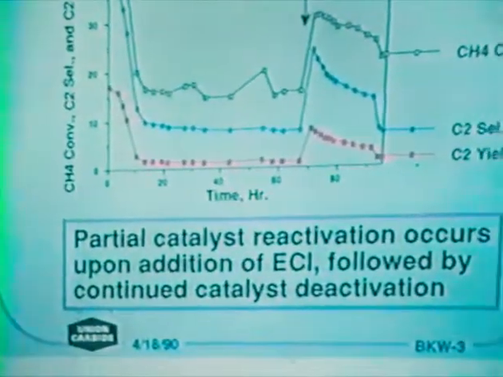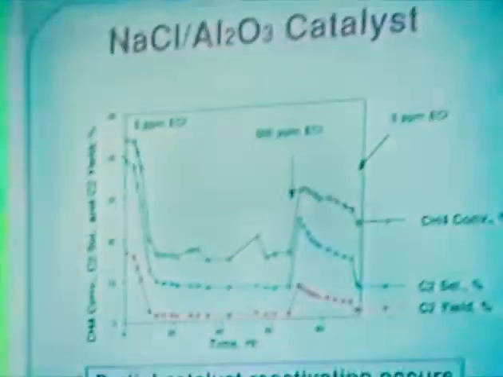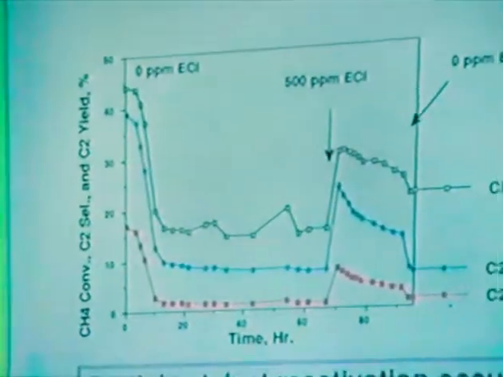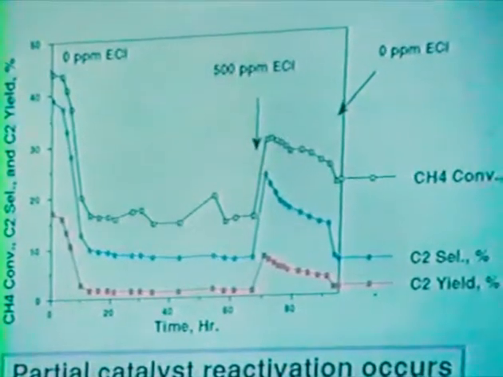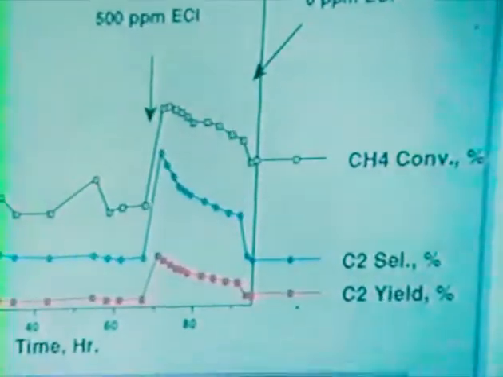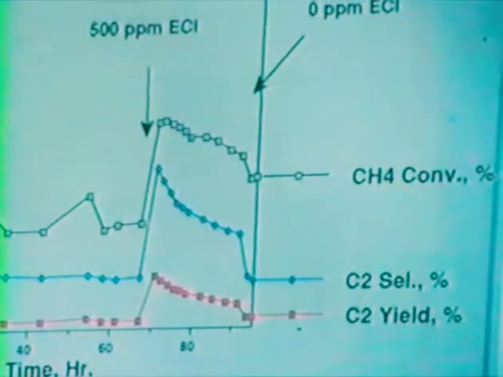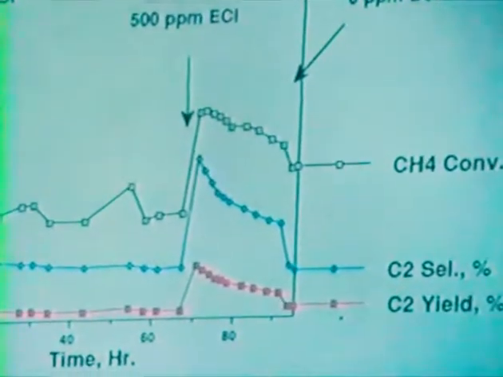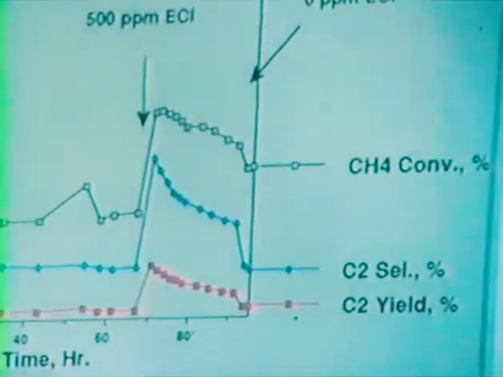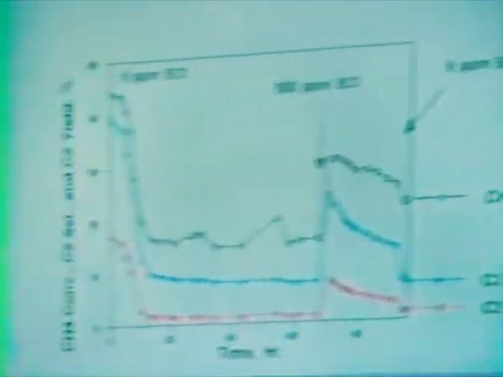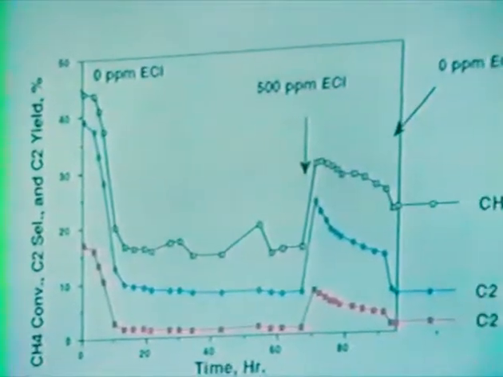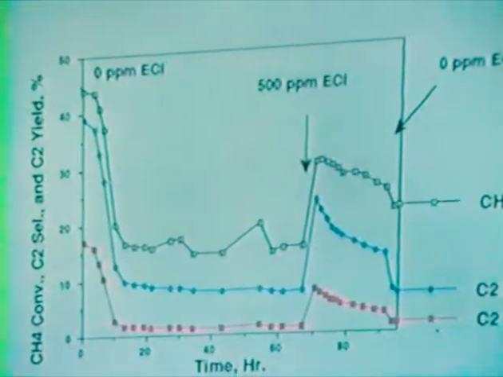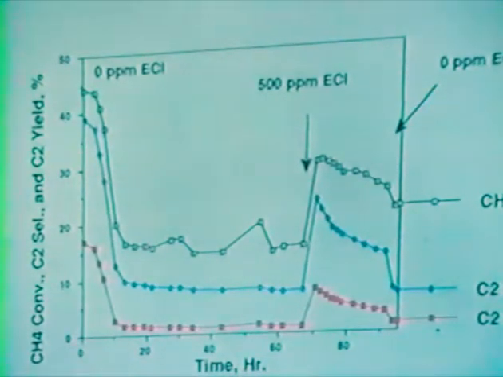If you add 500 parts per million ethyl chloride to the deactivated sodium chloride aluminum catalyst, you retain part of the catalytic activity, but not all of it, and after that you see catalyst deactivation. If you then, after 24 hours, examine your catalyst, you find it's lost nearly all of its sodium. If you look at cesium chloride, rubidium chloride, potassium chloride, the other alkali chlorides on aluminum or on other supports, you find also that they rapidly lose the alkali component. The chlorides are very volatile under these conditions.